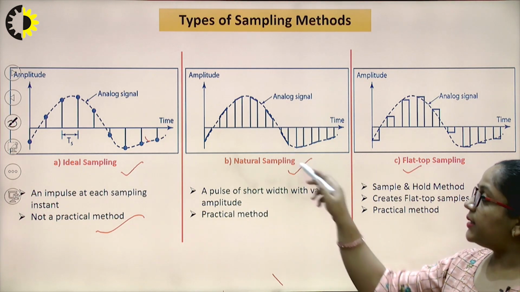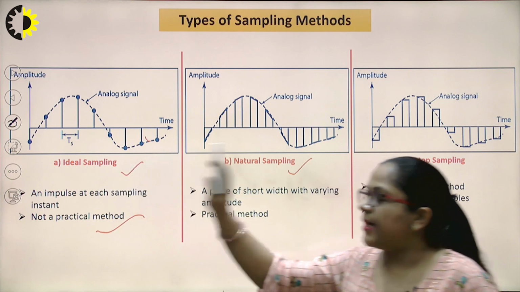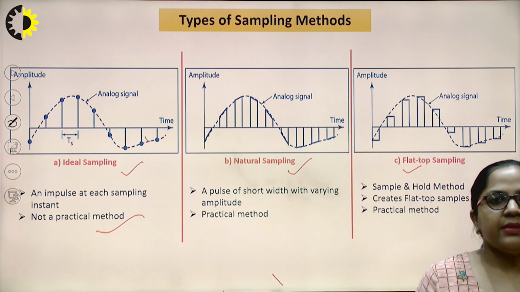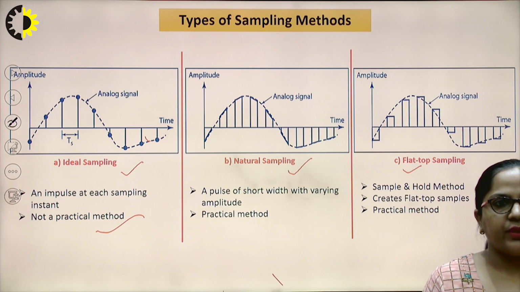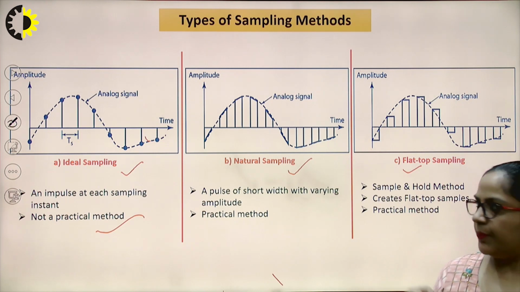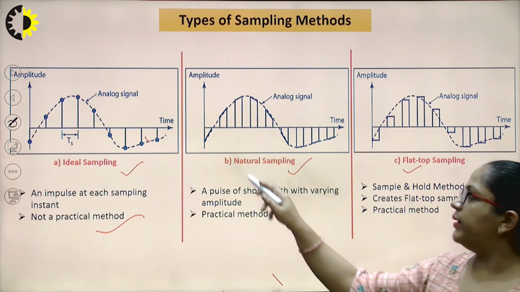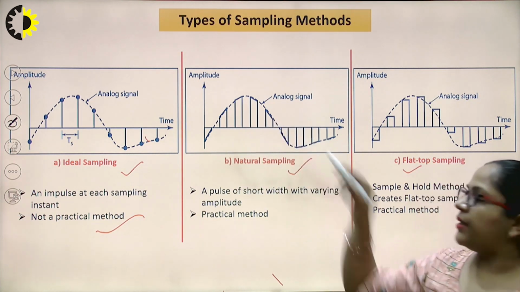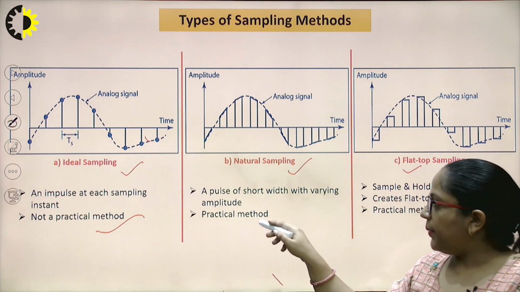The next method is the natural sampling method. It is very similar to ideal sampling, but here instead of an impulse train, we use a pulse of short width with varying amplitude. So in the case of natural sampling, we will get a discrete time signal after the sampling. This is a practical method.